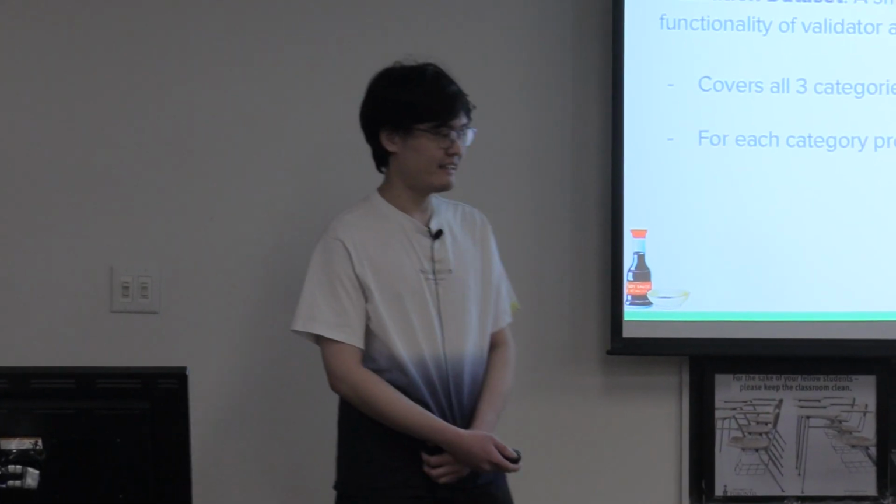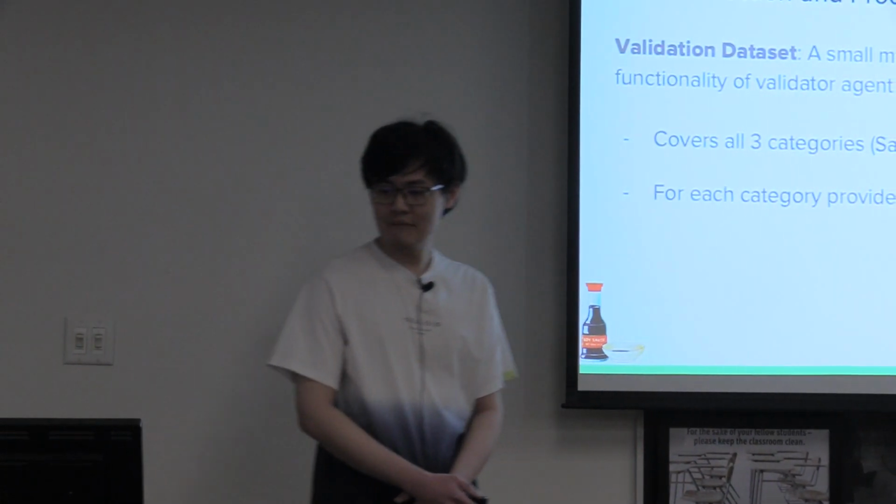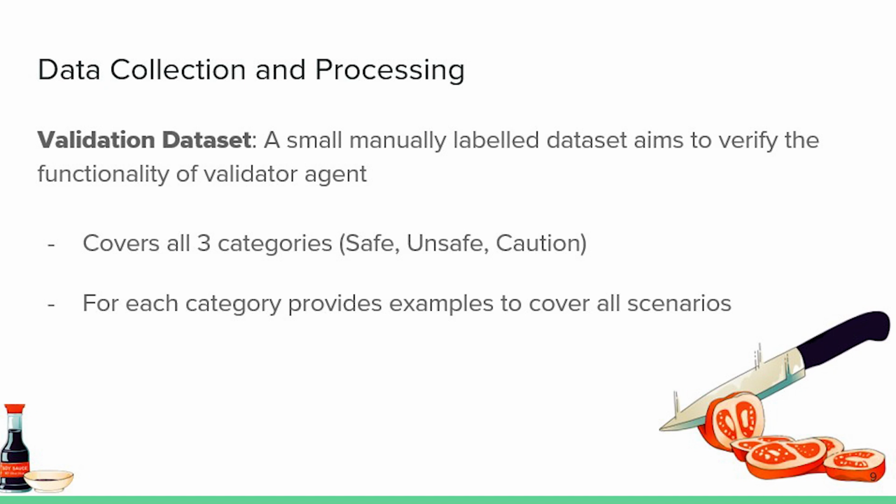Up next, the data collection and processing. We have two datasets, each serving a different purpose. The first one is a validator dataset. It is a manually labeled dataset aimed to verify the functionality and performance of the validator agent. It contains 3 categories: safe, unsafe, and caution. For each category, we aim to cover all possible scenarios with an emphasis on the unsafe cases.